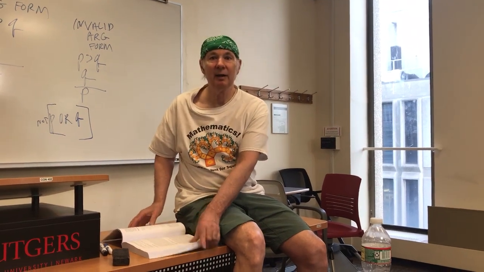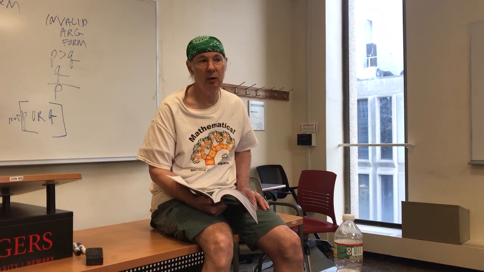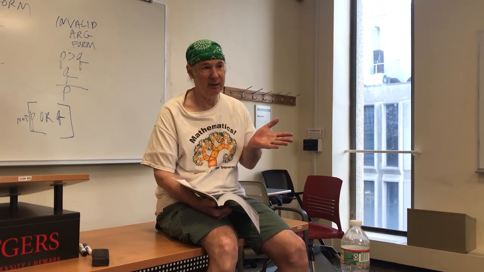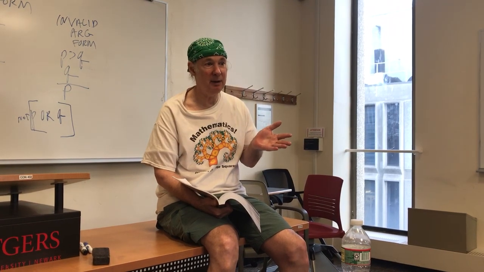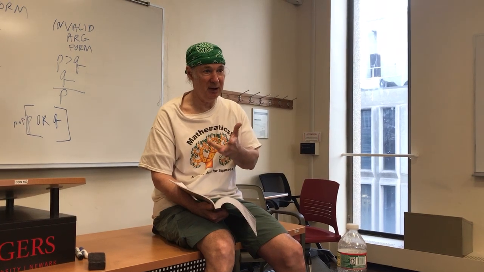False dilemma is where you fail to take into account alternatives. So you say it's either A or B, but in fact there might be more alternatives than A and B. It might be there's A, B, C, D, E, F, G.